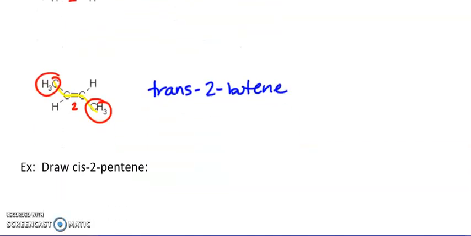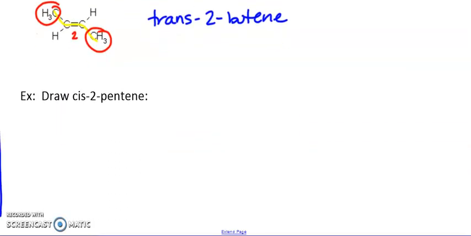Okay, so now let's draw one. Okay, draw cis-2-pentene. So there's a couple ways you can draw this. Let's start this way. If I do my carbons, 1, 2, 3, 4, 5 carbons. Okay, -ene means I have a double bond right here at the second. So let's put that here.